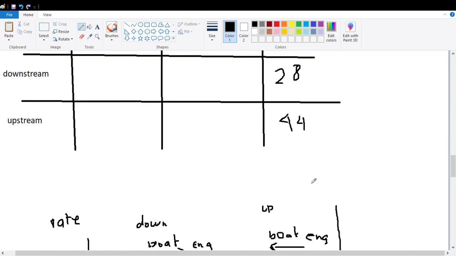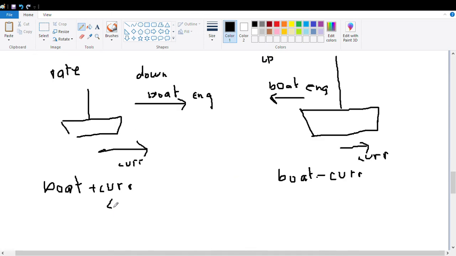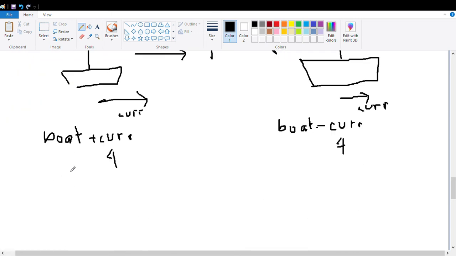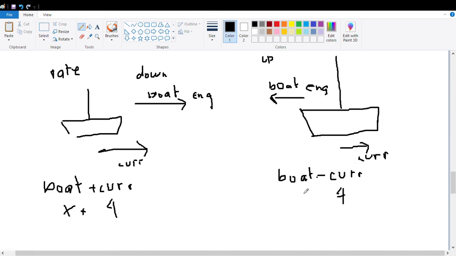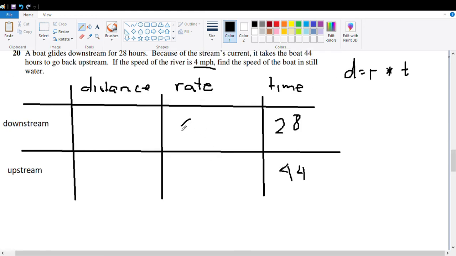And what is the current speed? The current speed is 4 miles per hour. So it's going to be 4. Now, since we're looking for boat, that's going to be our x. So that means the rate when you're going downstream is x plus 4, and the rate going upstream is x minus 4.